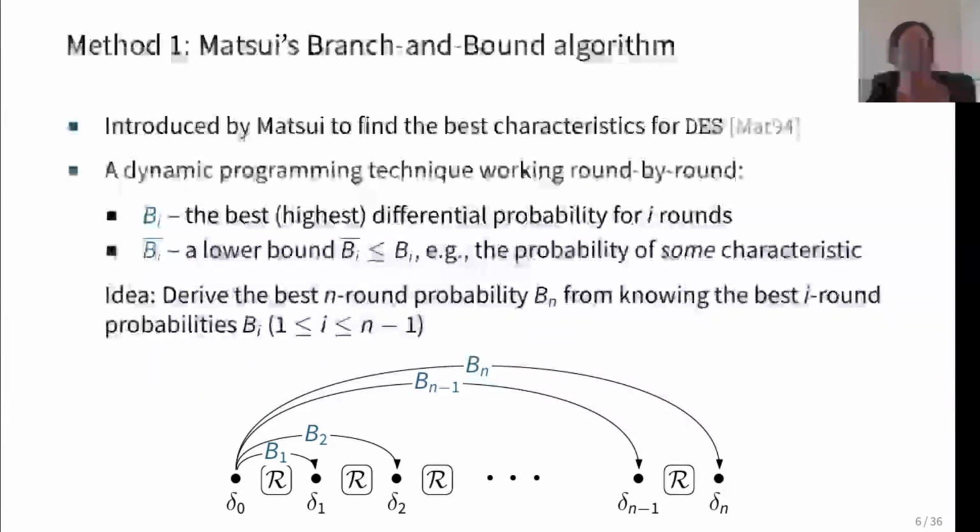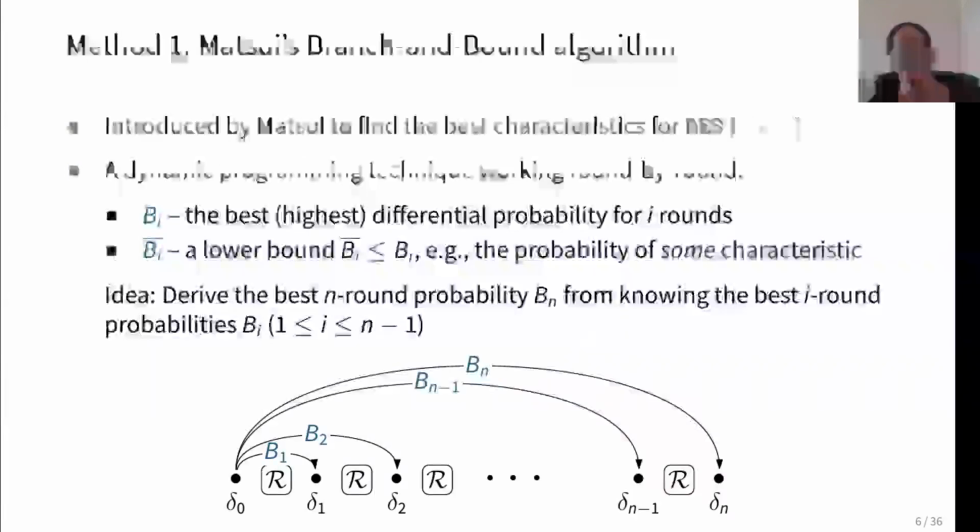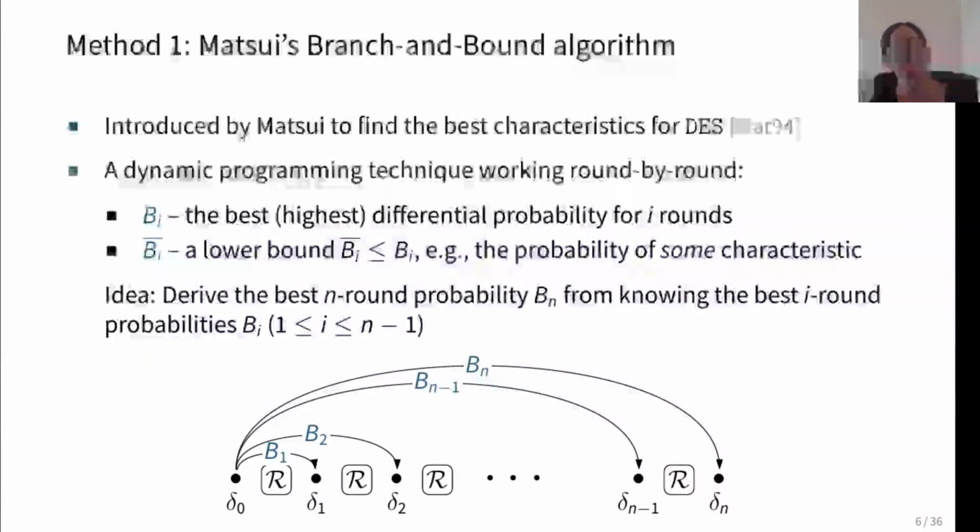Now let's look at the first and maybe most classical approach for finding such a characteristic, which was introduced by Matsui, the inventor of linear cryptanalysis, and was published quite soon, like a year or so after the invention of linear cryptanalysis. It was first used to find the best possible characteristics for the block cipher DES, which was also the original target of linear cryptanalysis, as well as differential cryptanalysis. And this is an approach that works both for linear and for differential characteristics.